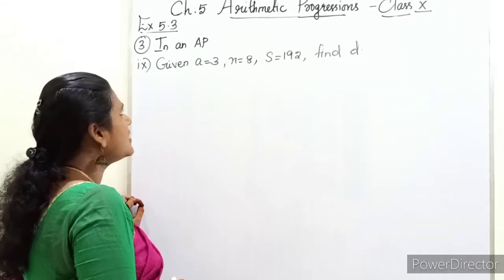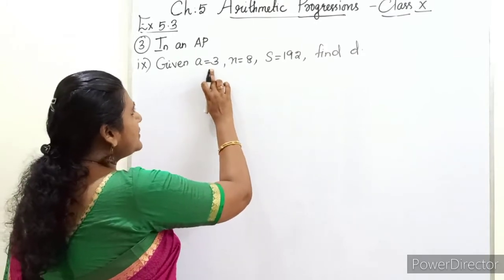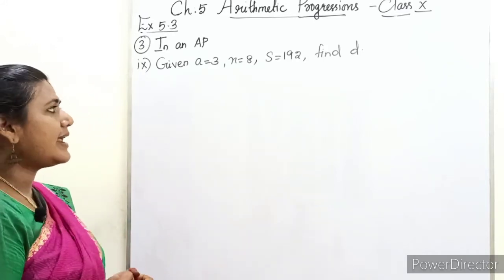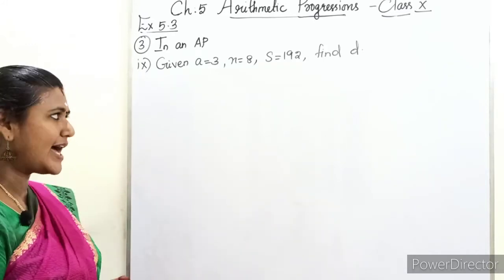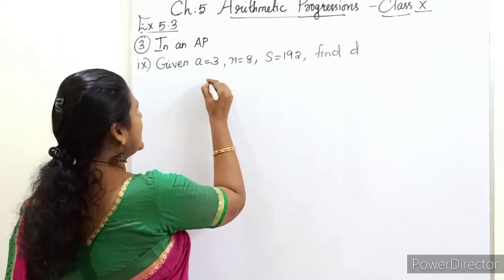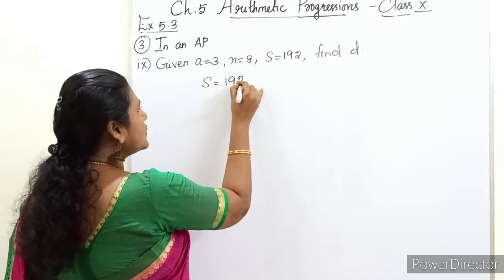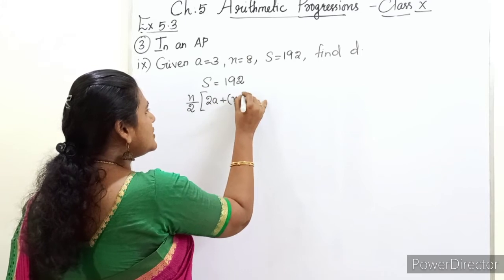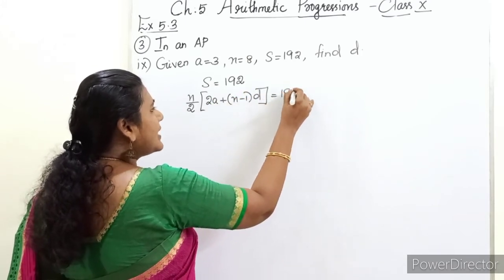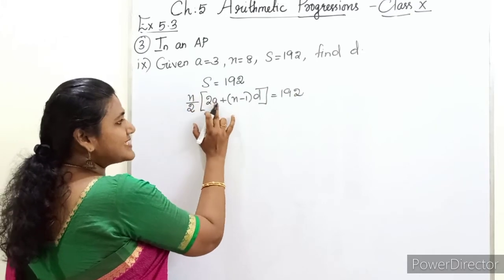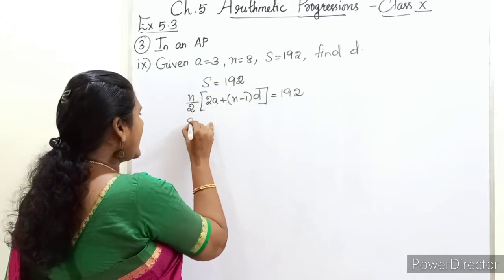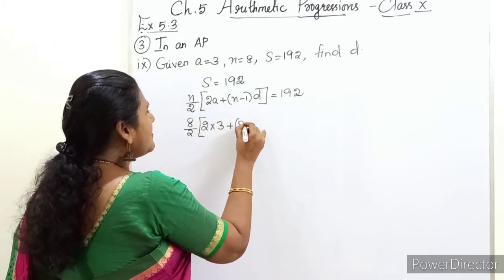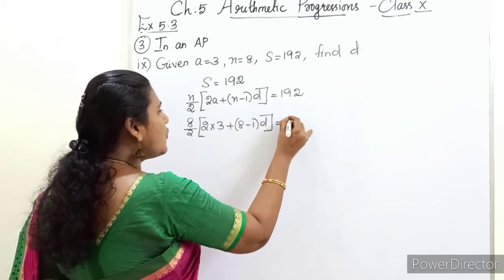Now next question. So question number 9, given a is equal to 3, n equal to 8, s is equal to 192, find d. So here a, n and s values are given. We have to find the value of d. So we will start with the value of s. S is equal to 192. So what is the formula for s? n by 2 into 2a plus n minus 1 into d is equal to 192. Here we have the values of n and a. We will substitute those values. So n is 8. So 8 by 2 into 2 into a value is 3 plus 8 minus 1 into d is equal to 192.